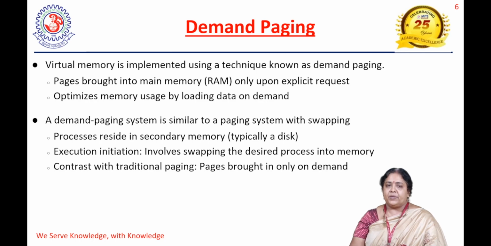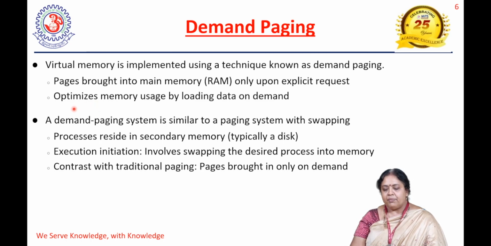In order to implement virtual memory, we use a technique called demand paging. As the name itself says, pages are brought into memory upon explicit request. That means only when a page is required will it be loaded in memory, thereby optimizing memory usage. For example, if a process has 10 pages, all 10 pages need not be loaded in memory. Only the pages needed for execution will be loaded.